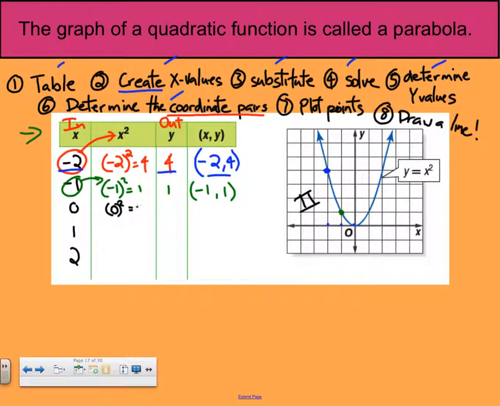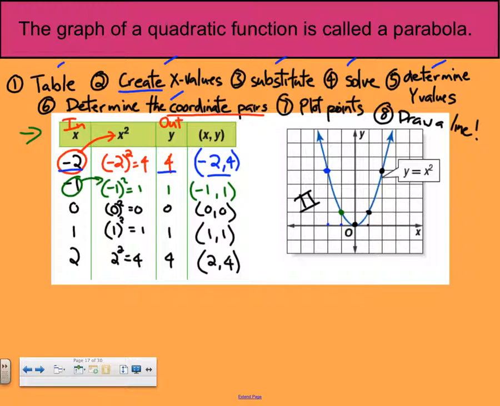0 squared is 0. So my y value is 0. So I have the point 0, 0, which will be there. I have 1, which is substituted into the equation to get 1 squared, which is 1 times 1, which equals 1. So when I put 1 in, I get 1 out. So now I have the coordinate pair 1, 1, which is over to the right 1 on the x-axis and up 1. And then one more, if I put 2 into the equation, instead of x squared, I get 2 squared. 2 squared is equal to 4. So my y value is 4. So my coordinate pair is 2, 4. And when I graph that, that's going to be right here.